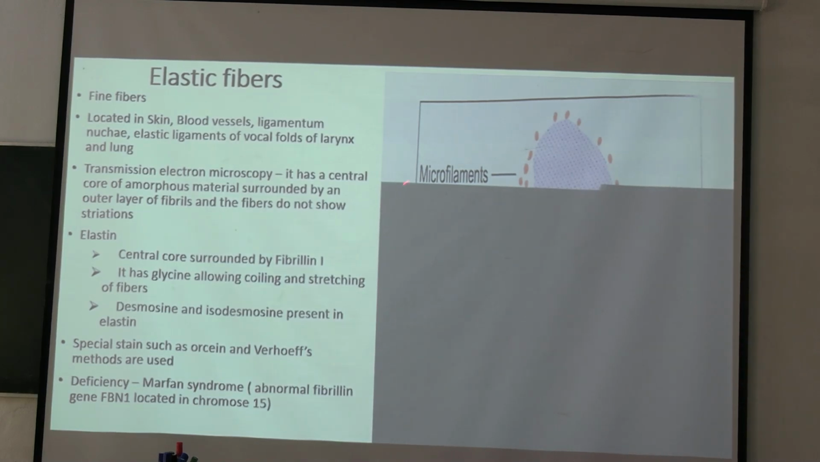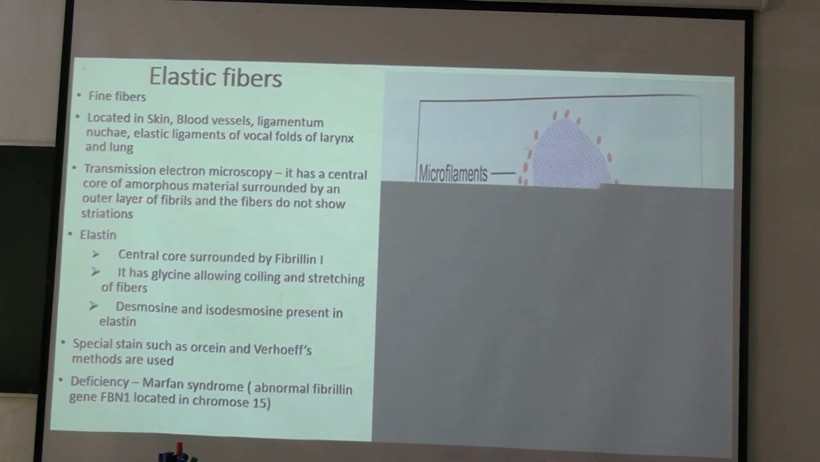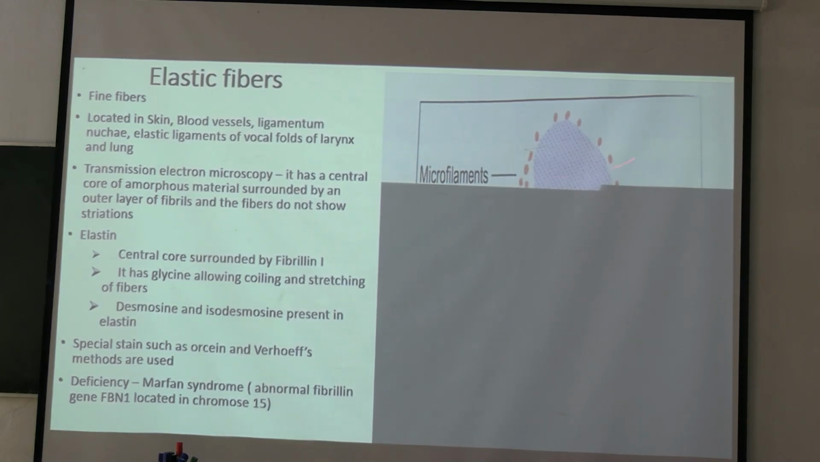See, this is the electron microscopic view of the elastic fiber. Central amorphous material, and surrounding it, these are the outer layer of fibrils. These orange colored dots are the fibrils. So this is how it is formed. On electron microscopy, you will see this structure.